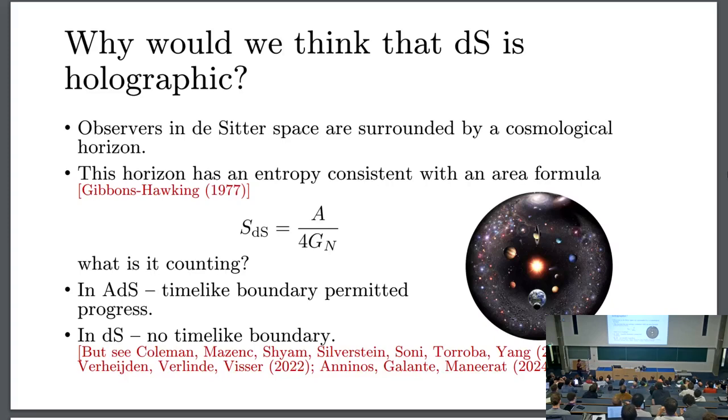The main point to remember about de Sitter is that observers in an expanding universe are surrounded by a cosmological horizon and don't have access to the full space-time. And this horizon has an entropy associated with it, which is consistent with an area law formula. And so this raises the question of what exactly this entropy is counting. In the case of AdS, the fact that we have a time-like boundary with a dual theory on it allowed us to make progress in answering this question. But in de Sitter, we do not have a time-like boundary, and so this raises the question of how to proceed. Nevertheless, the fact that we have an area law does suggest that a microscopic description could exist.